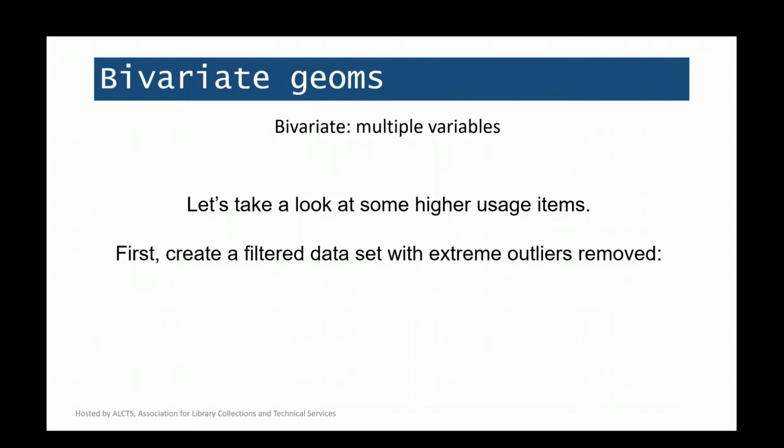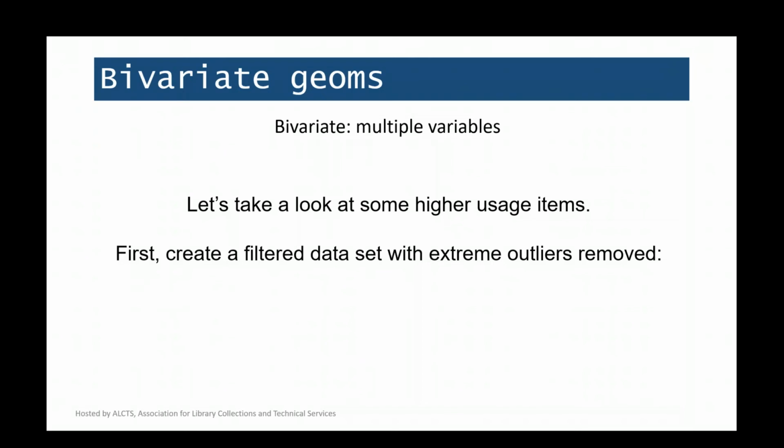I want to spend a little time talking about what are called bivariate geoms. And bivariate just means two variables. So earlier we've been looking at LC call number class or user sessions, but what if we wanted to look at the number of user sessions per LC call number class? That would be a bivariate geom.